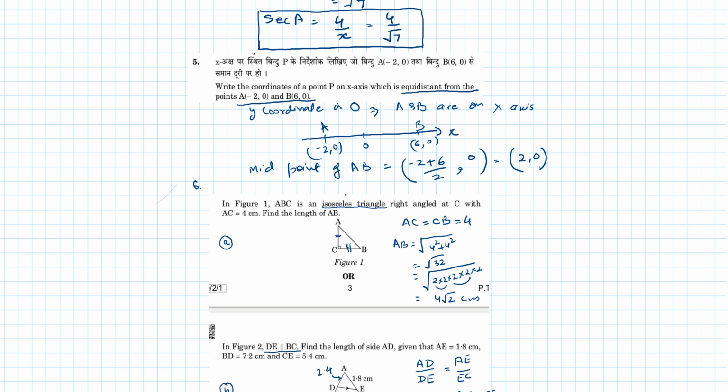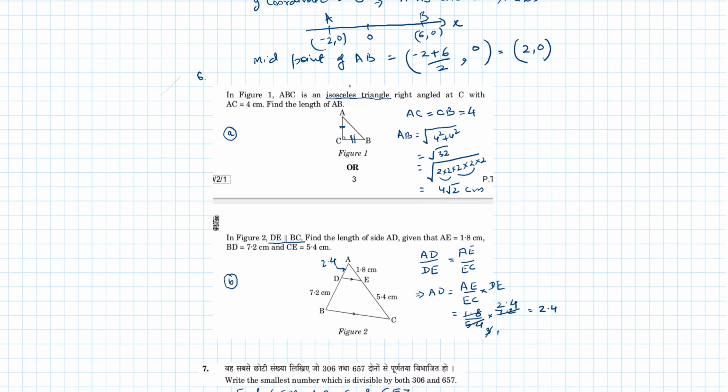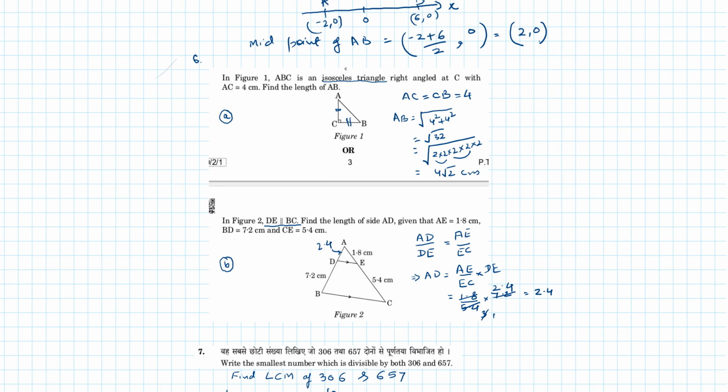Let us come to question number 6. Question number 6 has options, which I have put as A and B. So we are going to solve both of them. It is pretty simple. I have directly solved in front of the question itself.